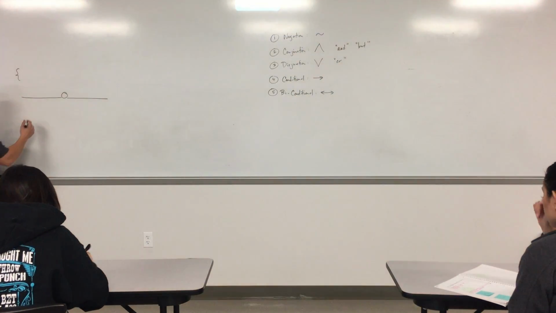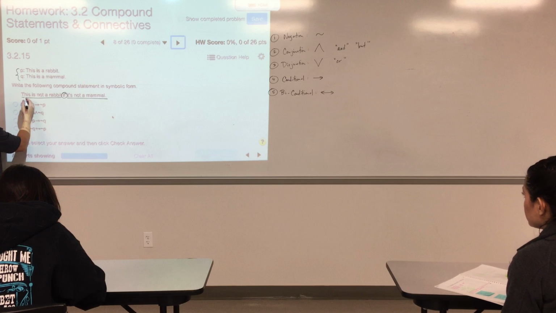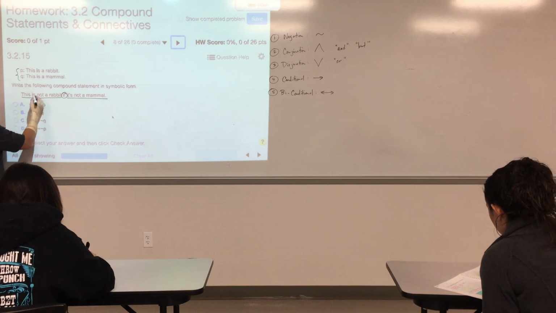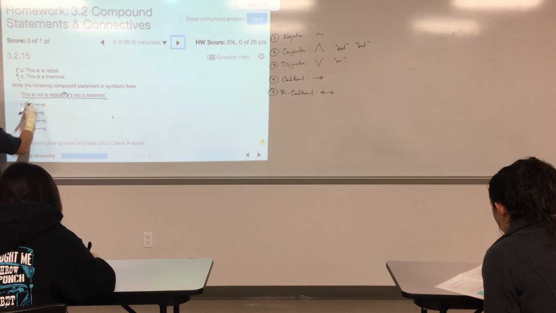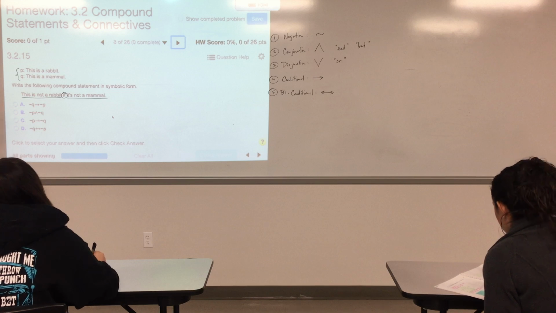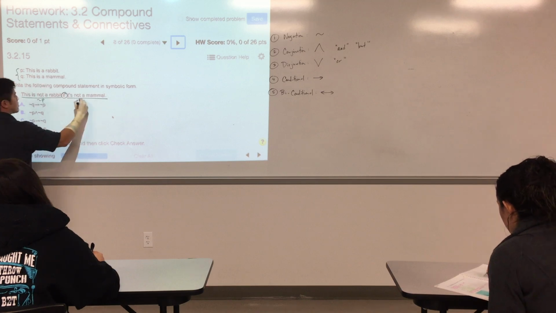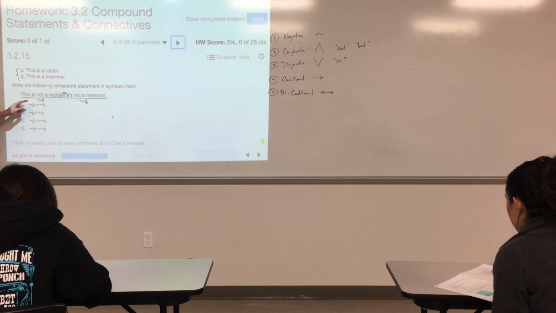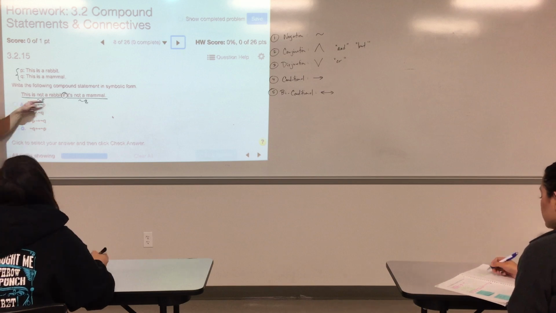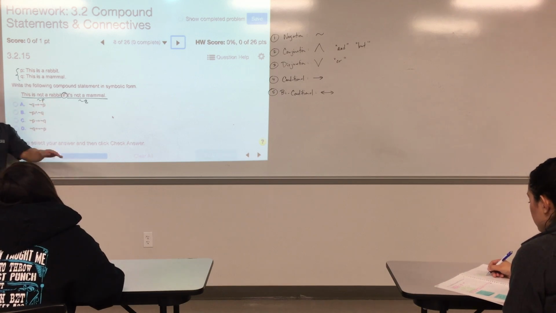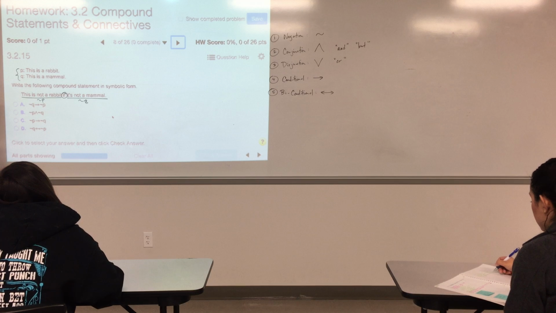And should the problem read, since this is not a rabbit, should it be negation P first? No, it should not. Notice, this is not a rabbit, that's negation P, okay? It's not a mammal, it's negation Q. Should our answer be negation P, arrow, negation Q? No, no, and no. So that means that you cannot have either of these as options.